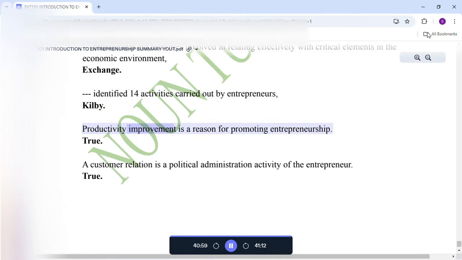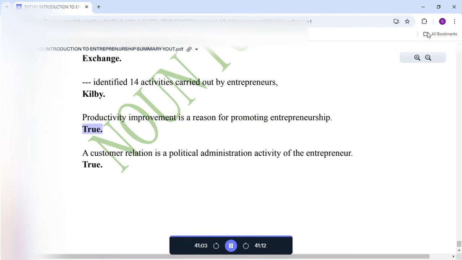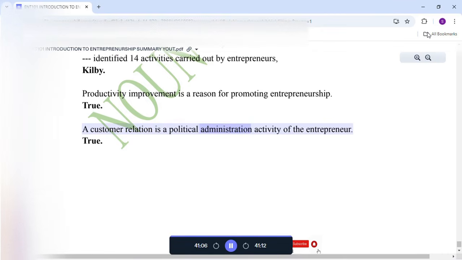Productivity improvement is a reason for promoting entrepreneurship. True. A customer relation is a political administration activity of the entrepreneur. True.